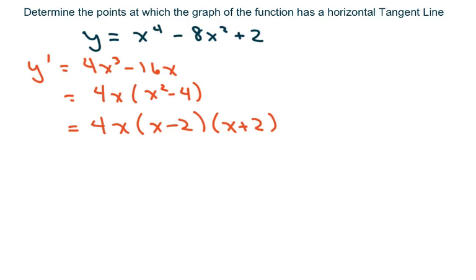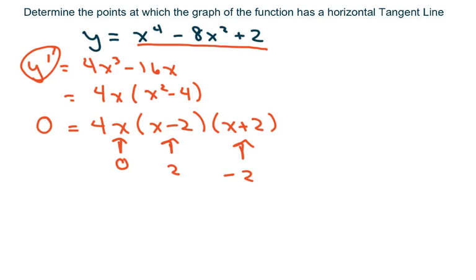And we want our derivative to equal 0. So basically, the horizontal tangents would be at x equals 0 here, 2 here, and negative 2 here. When you plug this back into our original y, by plugging in 0, I get y equals 0 minus 0 plus 2, so that gives you 2. So the horizontal tangents occur at (0, 2).